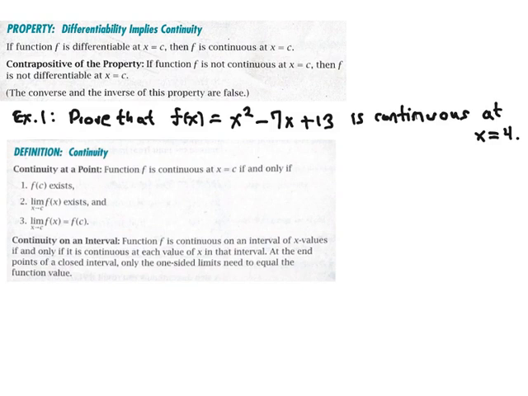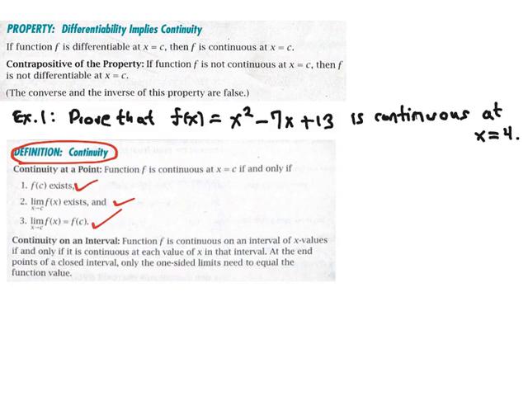We take a look at example 1 from the textbook, and here's what we have. Prove that f of x is equal to x squared minus 7x plus 13 is continuous at x is equal to 4. If you were to try to do that directly by using the definition of continuity that we just reviewed, you'd have to show these three things. That the function is defined at x is equal to 4. That's easy to do. And then you'd have to show that the limit of the function as x approaches 4 exists. And then you'd have to show that the value of the limit as x approaches 4 is equal to f of 4.